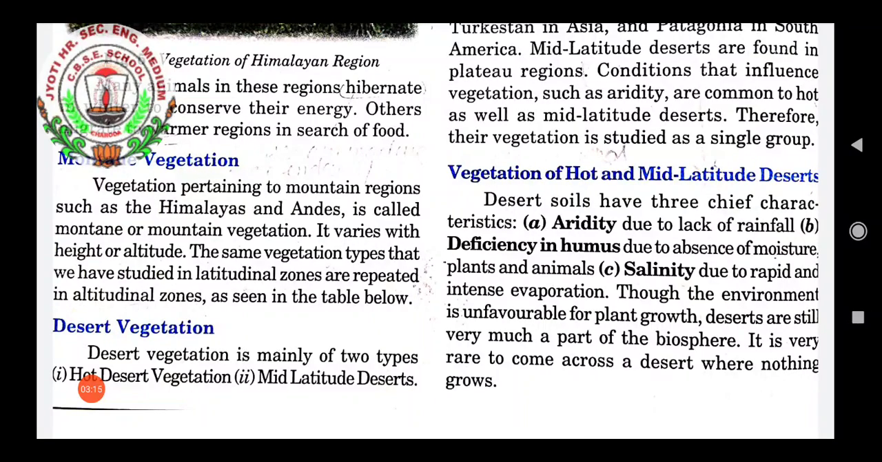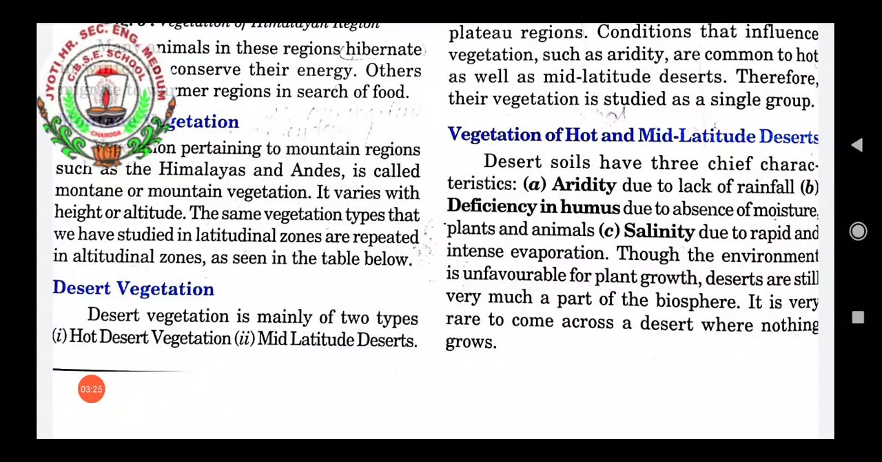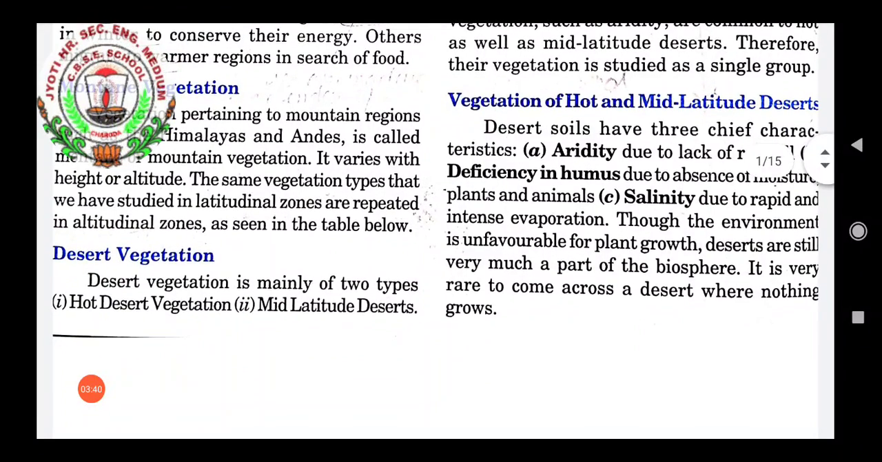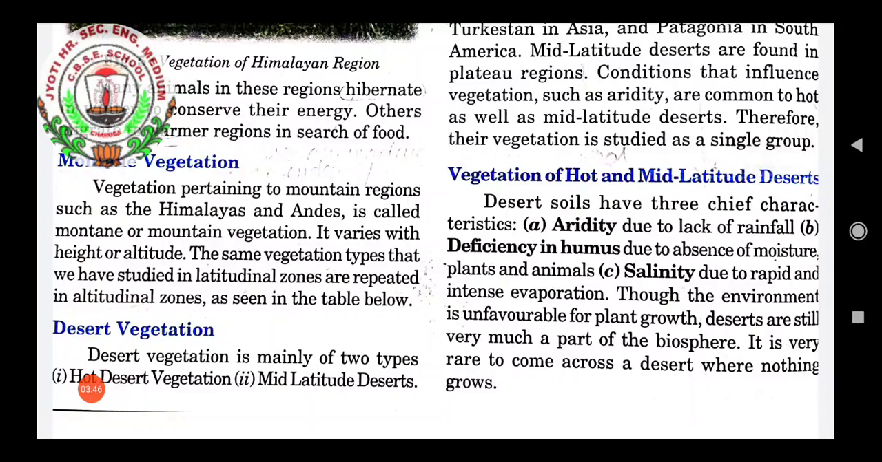Though the environment is unfavorable for plant growth, deserts are still very much a part of the biosphere. As we know there is lack of rainfall, because of this there are fewer plants and animals. But even after these circumstances, these deserts are a very special and important part of the biosphere. Rainfall is very little and plants are few, but hardly any desert has no plants or animals. Every desert has some kinds of plants and animals.